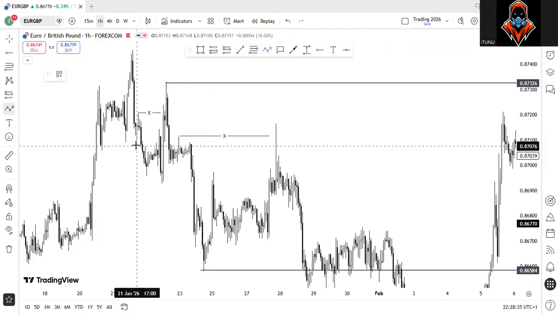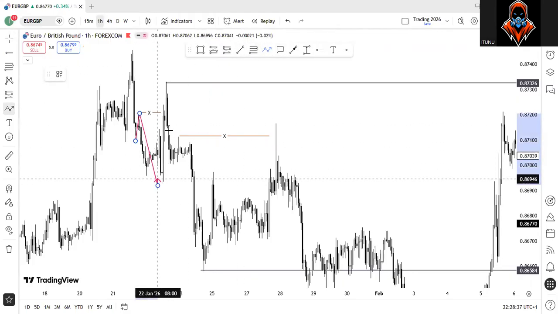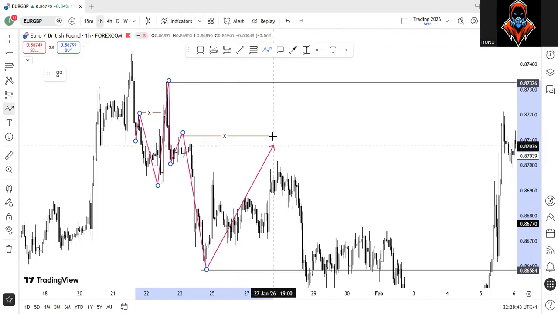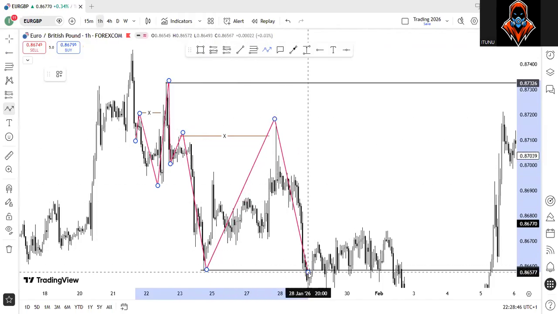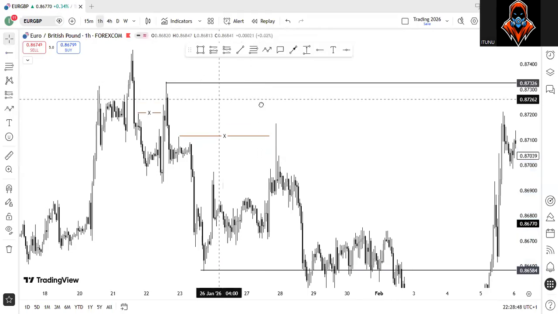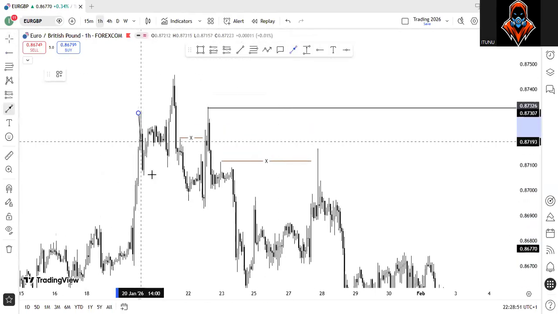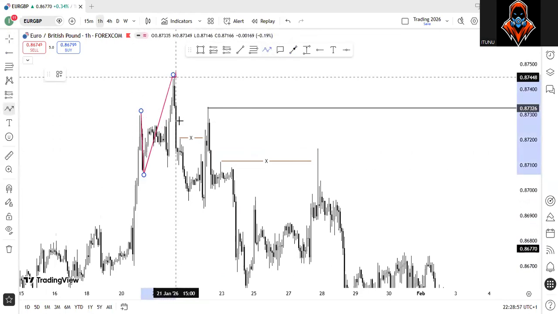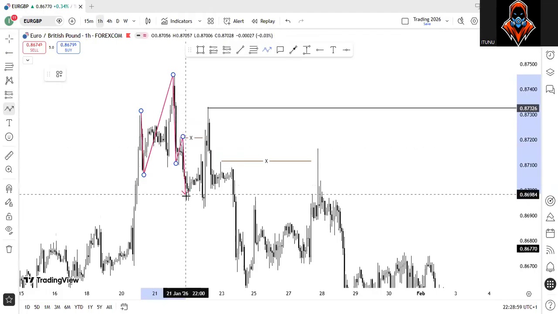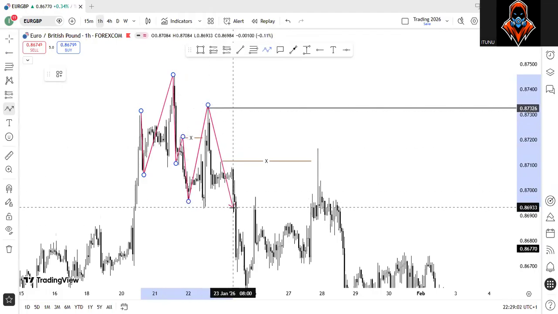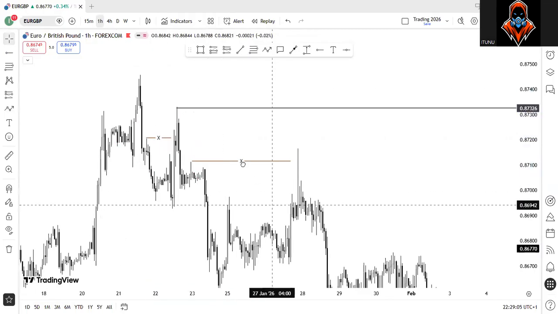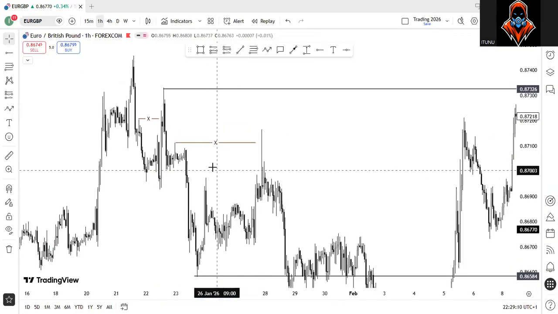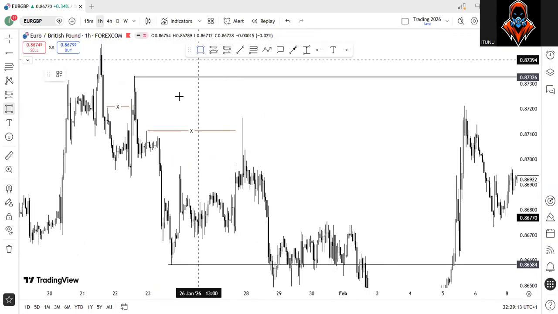Let me draw it out. Type 2 takes out, comes here, goes here, then comes here and takes out this low. Same thing that happened there. Comes here, comes down, and takes out the low. So we have our setup visible over here. You can draw your order block.